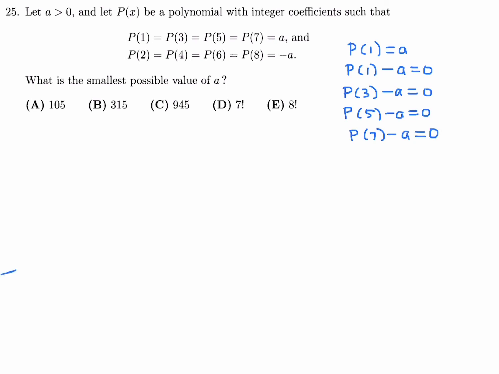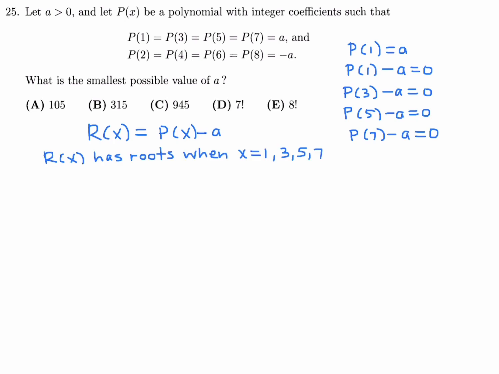All right? So what we can immediately do is introduce a polynomial. Let's call it r at x. And we'll call that p at x minus a. And since p at 1, 3, 5, 7 minus a equals 0, that means that this polynomial has roots when x is equal to 1, 3, 5, and 7. So, since those are the roots, we can write it as follows: x minus 1, x minus 3, x minus 5, x minus 7.